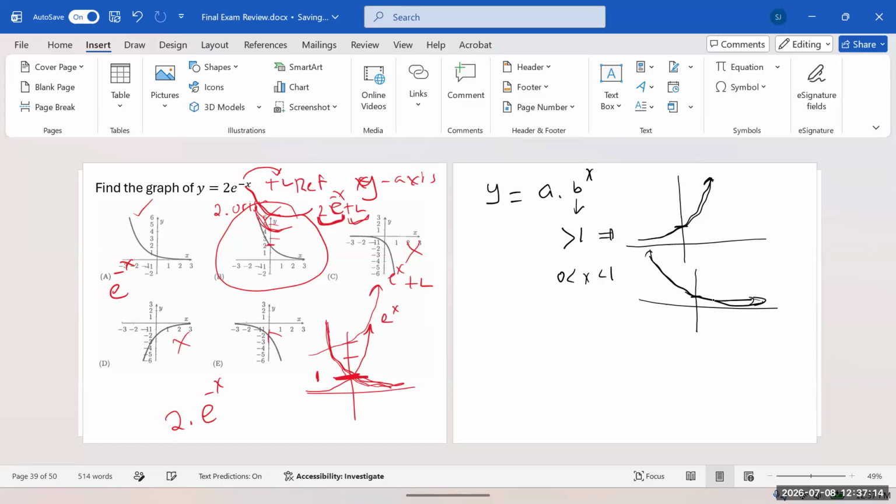So does that say A? B, not S. S could be anything. B is the base. X is the exponent. That's why it's called exponential. X is on the exponent. A is a leading coefficient, whatever number you have. For example, here, this is your A.